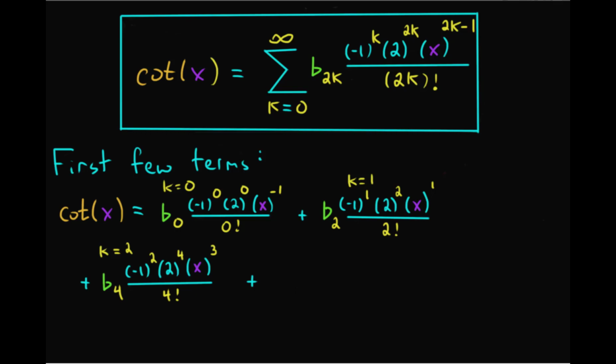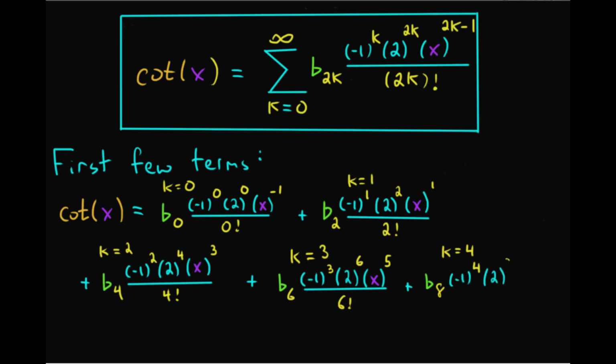Plus, letting k equal 3, b sub 6 times negative 1 to the third power times 2 to the sixth times x to the fifth power all over 6 factorial. And we'll just do one more term, letting k equal 4 now, plus b sub 8 times negative 1 to the fourth times 2 to the eighth times x to the seventh power all over 8 factorial, plus dot dot dot. Now I'm going to substitute in the actual values for the Bernoulli numbers, and we get this.